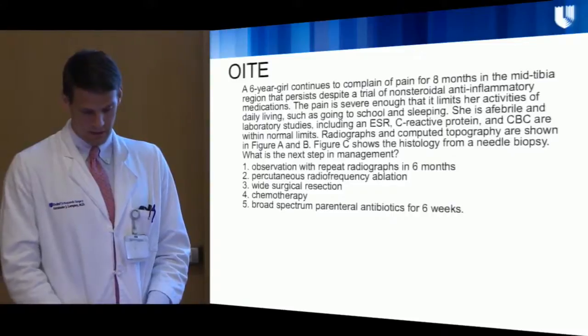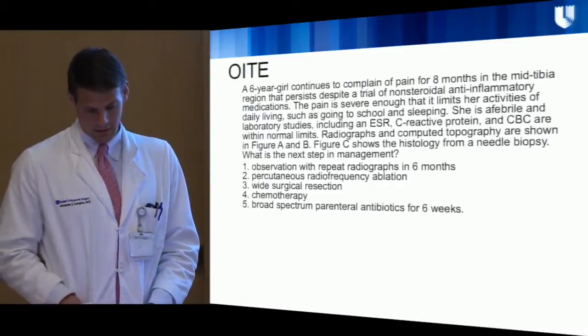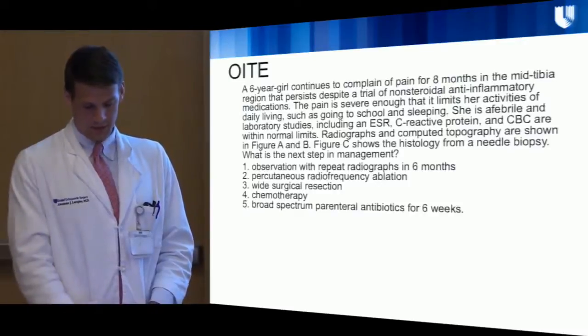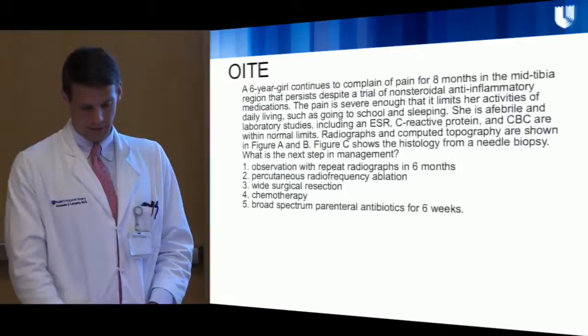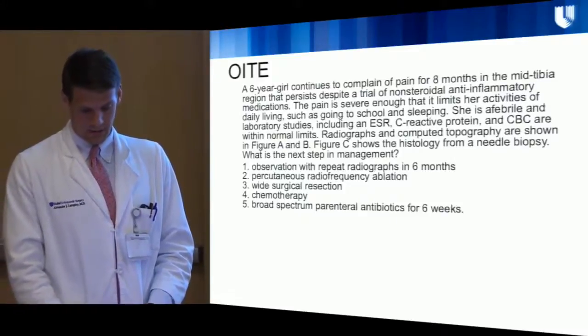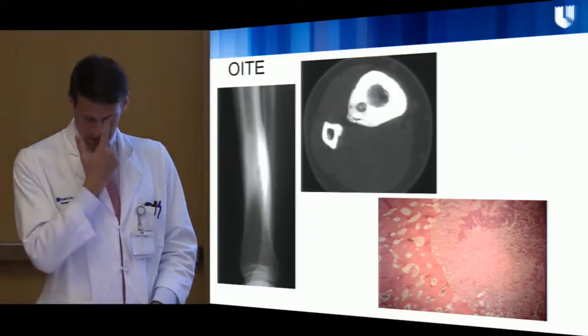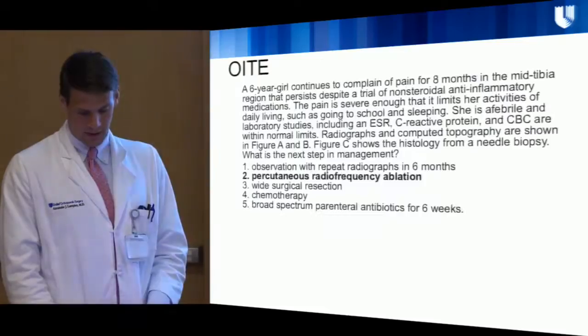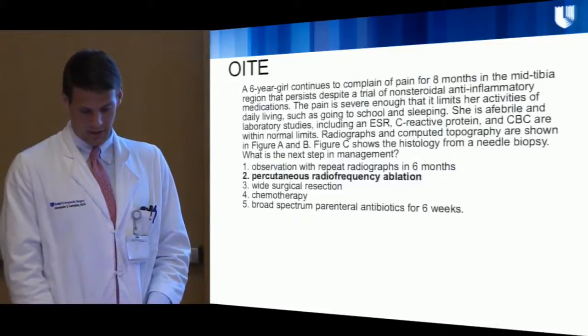This is a quick OITE question. A 6-year-old girl comes in with pain for 8 months in the mid-tibia region. She's tried NSAIDs, no longer helping. Pain is severe enough that it's limiting her activities. ESR, CRP, and CBC are all normal. Radiographs, CT scan, and a biopsy result are diagnostic of osteoid osteoma. So she goes on to percutaneous RFA.